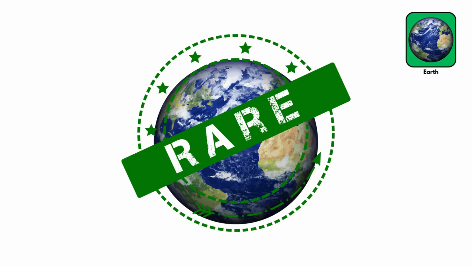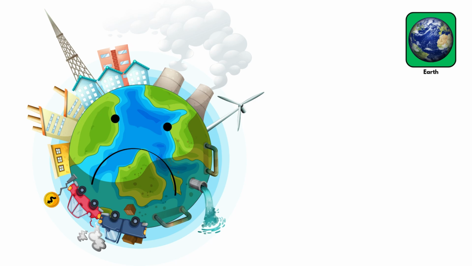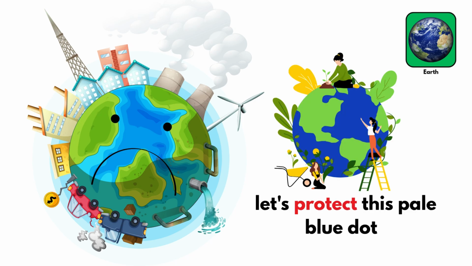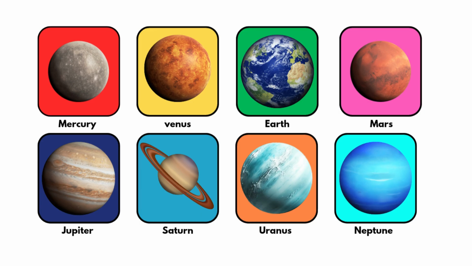Earth's atmosphere is about 78% nitrogen, 21% oxygen, and it's just right for breathing, burning, and living. But here's the deal. This planet is rare. Very rare. And if you wreck it, there's no backup. So let's protect this pale blue dot.